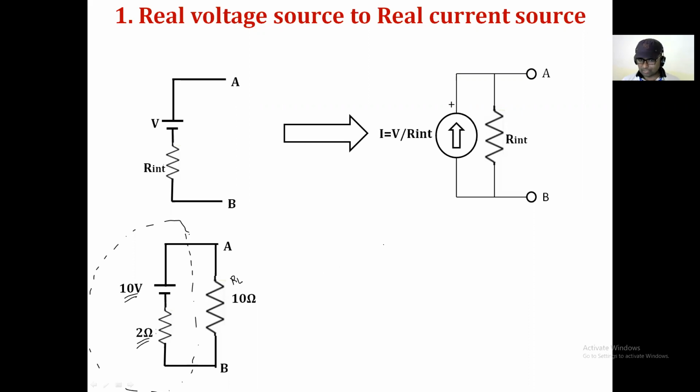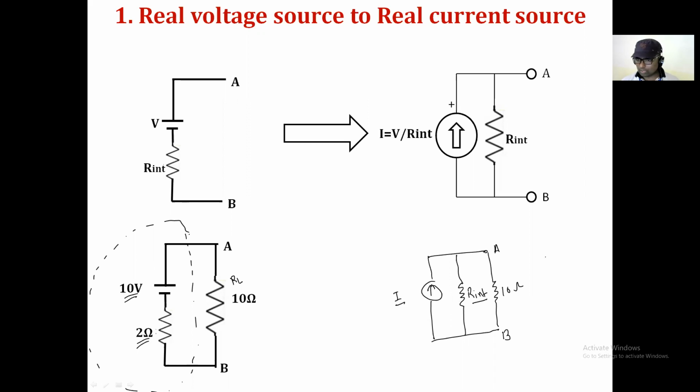The simple thing is that first we have to calculate the value of the current source. Now we know that a current source is one current source having a value of I, and one internal resistance must be connected in parallel with that current source, and these are the two terminals A and B. This is the internal resistance. The load resistance connected between the points A and B is the same, which is nothing but 10 ohm. But we just have to calculate the value of I and that internal resistance.